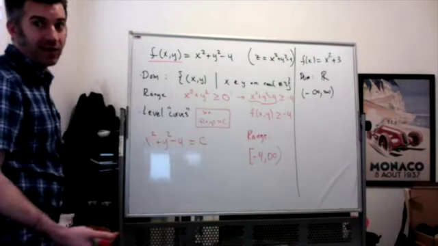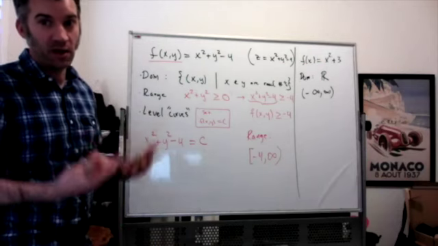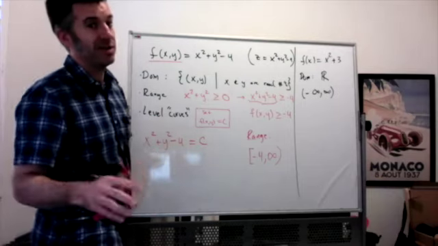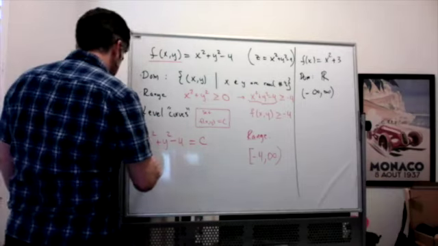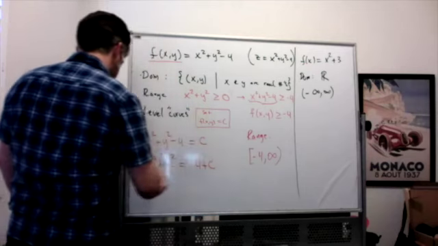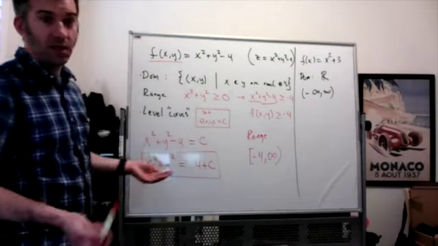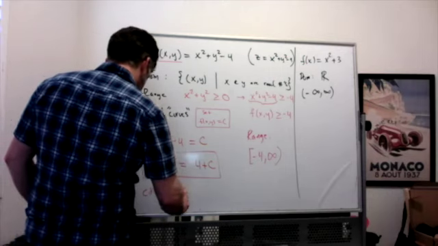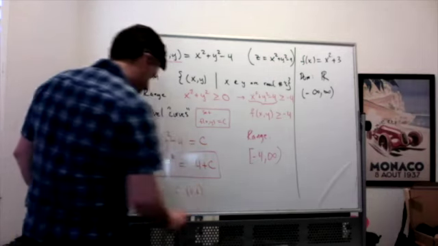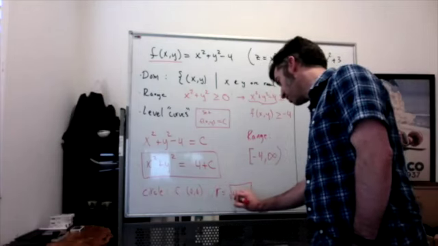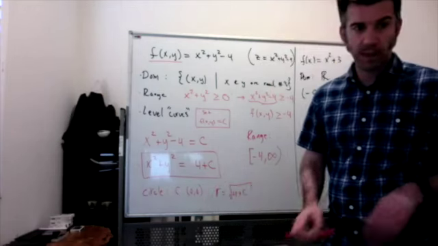Now I know that x squared plus y squared equal to a number squared is a circle with center 0, 0. So here's what I've got: x squared plus y squared equal to 4 plus c. So this is going to be a circle. The center is 0, 0, and the radius is the square root of whatever this number is over here. So the radius is the square root of 4 plus c. Let's see what that looks like.